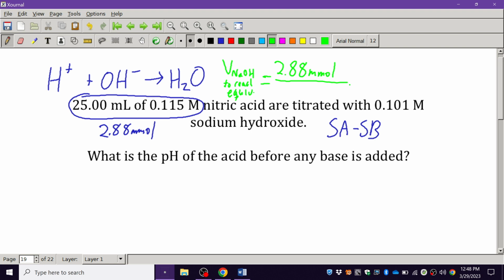So I need to figure out what volume of the sodium hydroxide solution will deliver 2.88 millimoles of hydroxide ion. I know the molarity of the sodium hydroxide solution, so all I have to do is divide the number of millimoles by the molarity, and that's going to give me the volume of solution in milliliters. What's 2.88 divided by 0.101? 28.5. So basically what this is predicting is that we would need that much to reach equivalence.